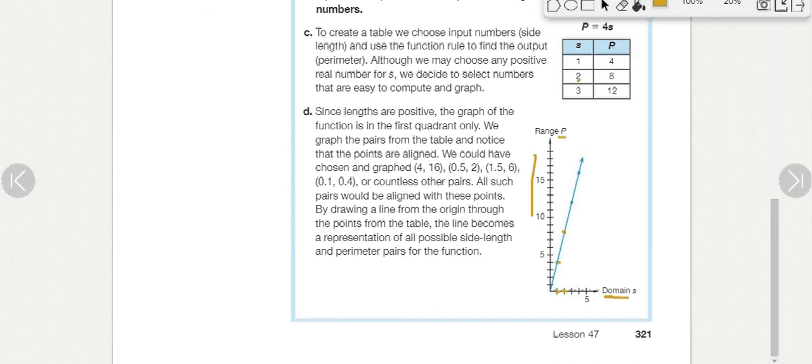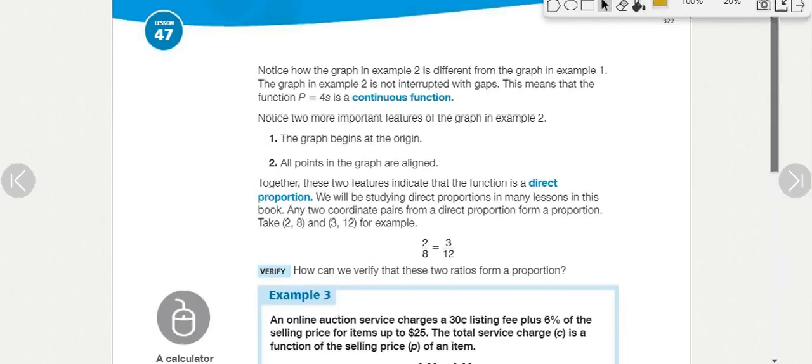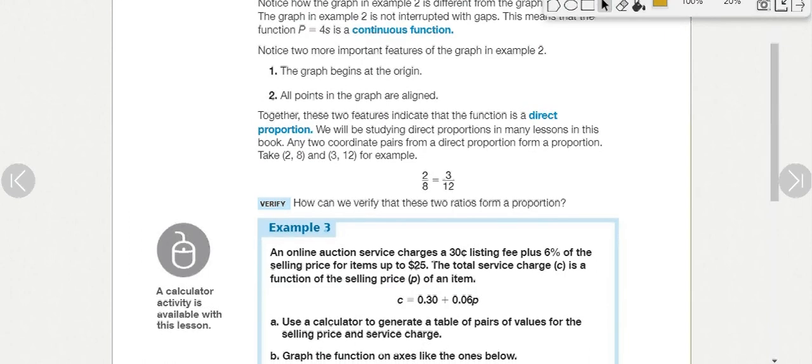And so on, and this connects into this continuous line where it's not like this, like we did with the rule that we had last, but instead it's a continuous line, a continuous function. It begins at the origin, and all points are aligned in a linear fashion. So these are the features I've been saying indicate a direct proportion. We'll study what that means more in depth later, but that means yes, proportion.